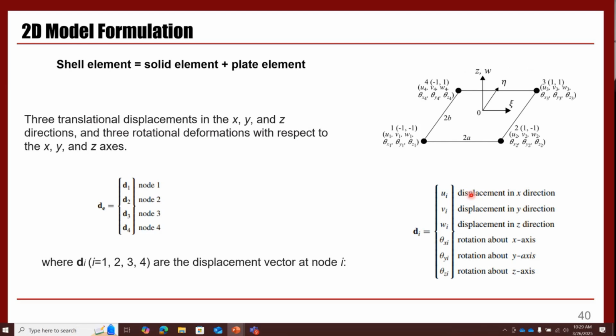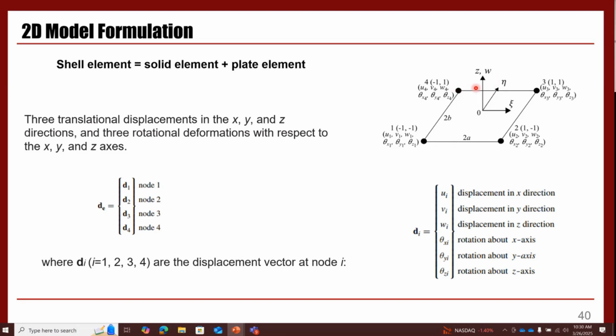Now, the 2D model formulation that we used was the Mindlin plate theorem to formulate the 2D plate used for this work, which superimposes the solid element onto the plate element to achieve the shell element itself. So this is a very simple 2D plate with just 4 nodes. That's the simplest we can go. That's the simplest 2D plate with 4 nodes. And each node has 6 degrees of freedom.